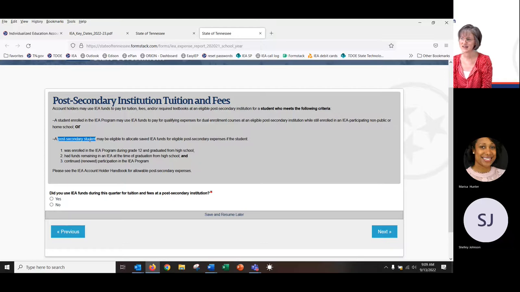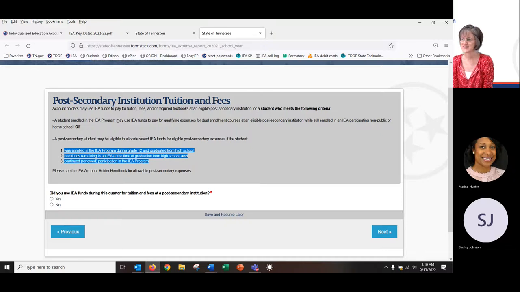that's not just as easy as it is for a K-12 student. There's a lot of restrictions there. You don't have quite as much leniency with post-secondary. So go back and read that in your handbook. But there's some caveats there for how you're able to get post-secondary eligibility to continue.